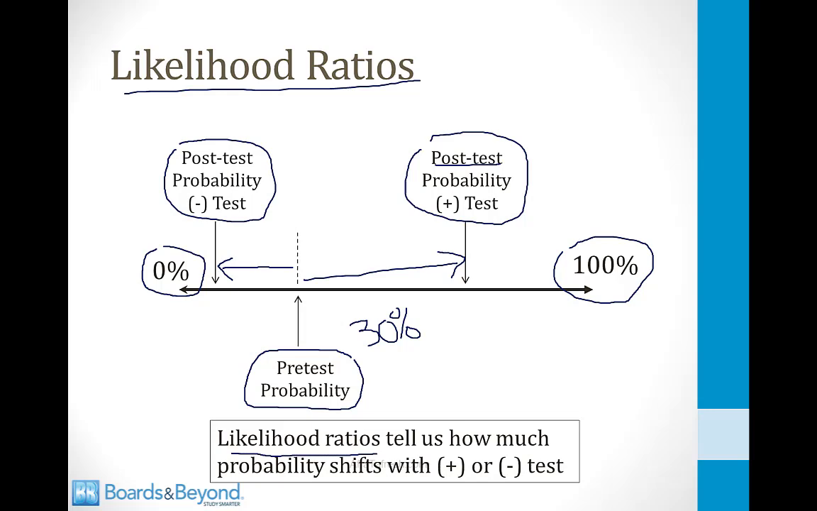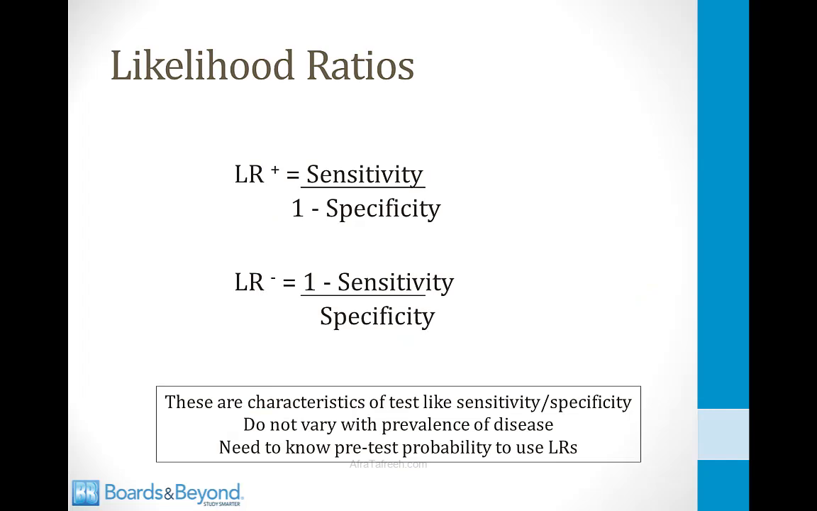So a likelihood ratio tells us how much the probability is going to shift with a positive or negative test for a given patient. So you can define a likelihood ratio if the test is positive, and the equation for that is sensitivity over 1 minus specificity. You can also define a likelihood ratio if the test is negative, and that is 1 minus the sensitivity over the specificity. You probably do not need to know these equations. You should just know that the likelihood ratio comes from the sensitivity and specificity numbers.